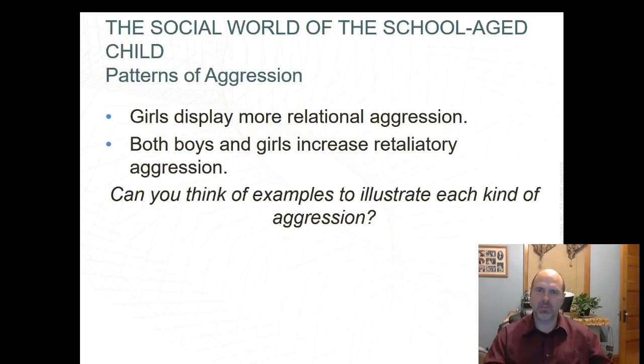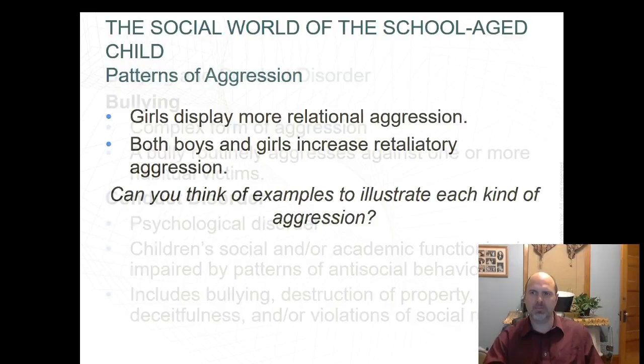Okay, relational aggression. This is like ostracism, being left out of the group, cruel gossip, facial expressions. Girls tend to display more relational aggression, aimed at damaging another person's self-esteem or relationships, or excluding them from the group, or cruel gossip. Both boys and girls increase retaliatory aggression. This is aggression to get back at someone who has hurt you. Peers support retaliatory aggression, whereas parents find it unacceptable. Can you think of examples to illustrate each kind of aggression?